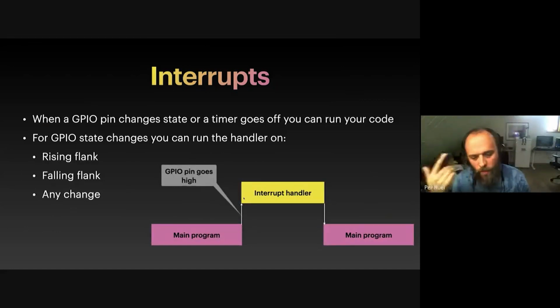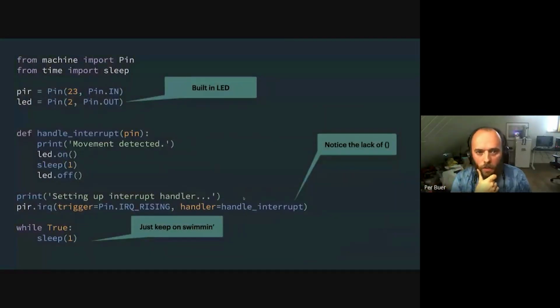The way it works is you have your main program that executes, and then the event happens, and MicroPython runs your interrupt handler, which is the thing that runs, and then you return to executing your main program again. So I think I'll just go through the code that you see on screen. This is quite simple, really. We can make it run afterwards.